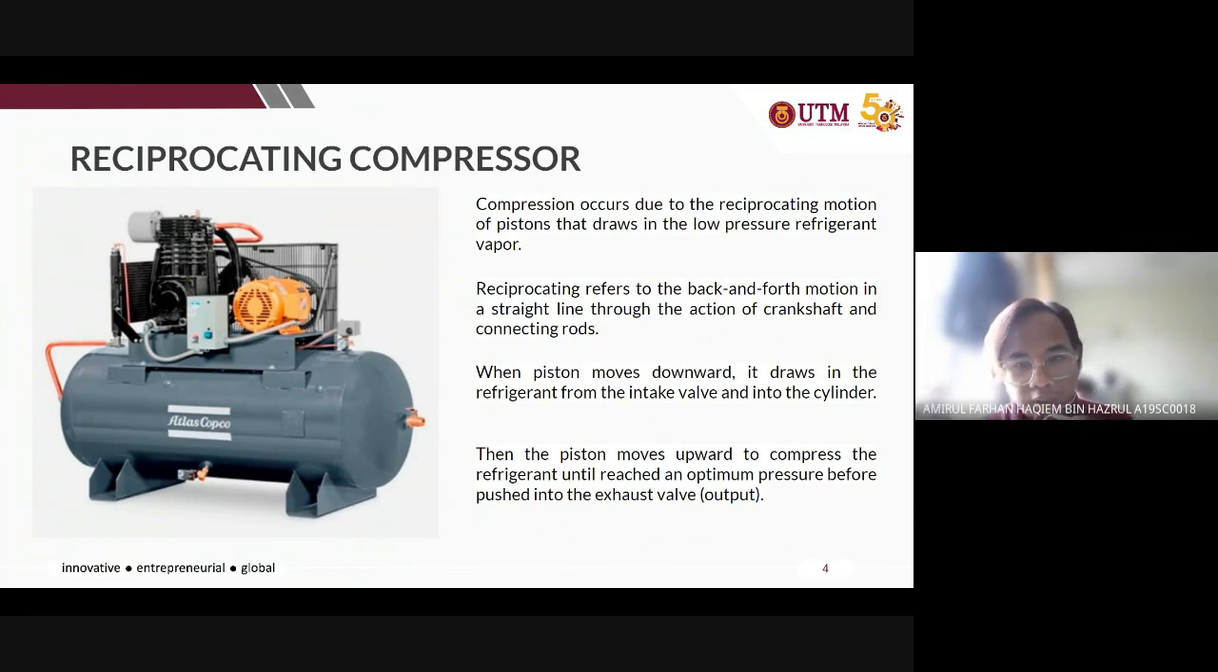So reciprocating here refers to the back and forth motion in a straight line due to the action of a crankshaft and connecting rods. So when the piston moves downward, it draws in the refrigerant from the intake valve and into the cylinder. And then the piston moves upward to compress the refrigerant until it reaches an optimum or desired pressure before the vapor is pushed into the output.